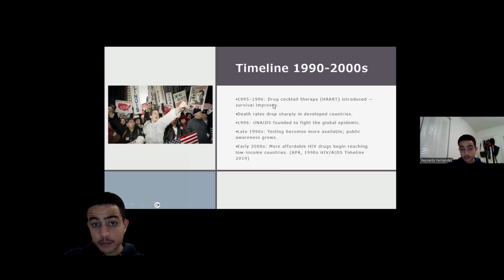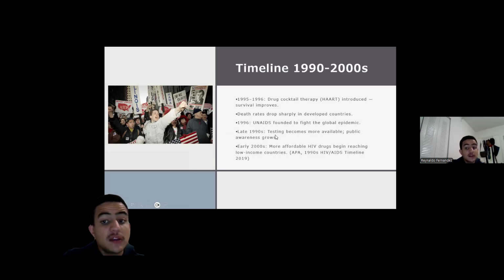Then around 1995 to 1996, the drug cocktail therapy was introduced and survival improves. The drug cocktail therapy was composed of three drugs that caused good outcomes in people who had AIDS and HIV. And then that's when we have the death rate drop sharply in developed countries. Then in 1996, we have the first organizations founded to fight the global epidemic.